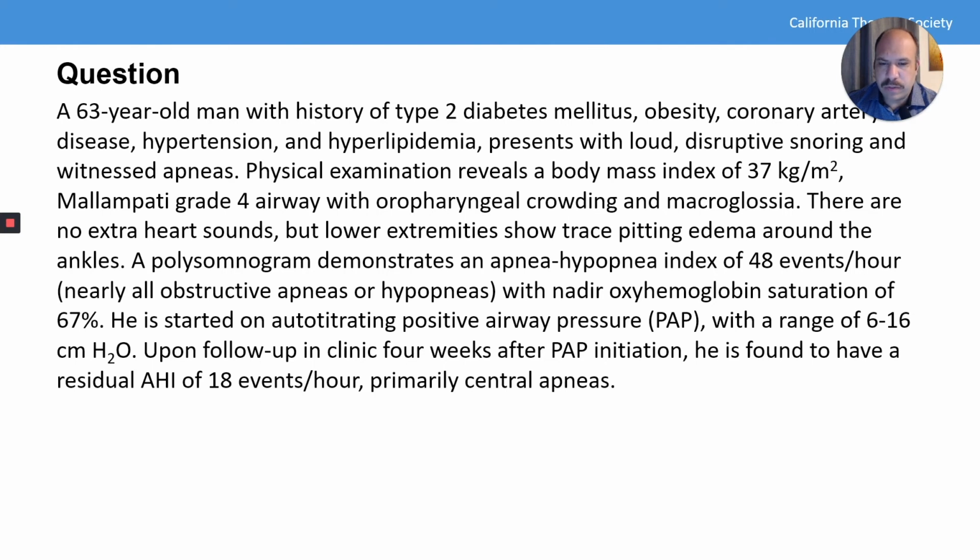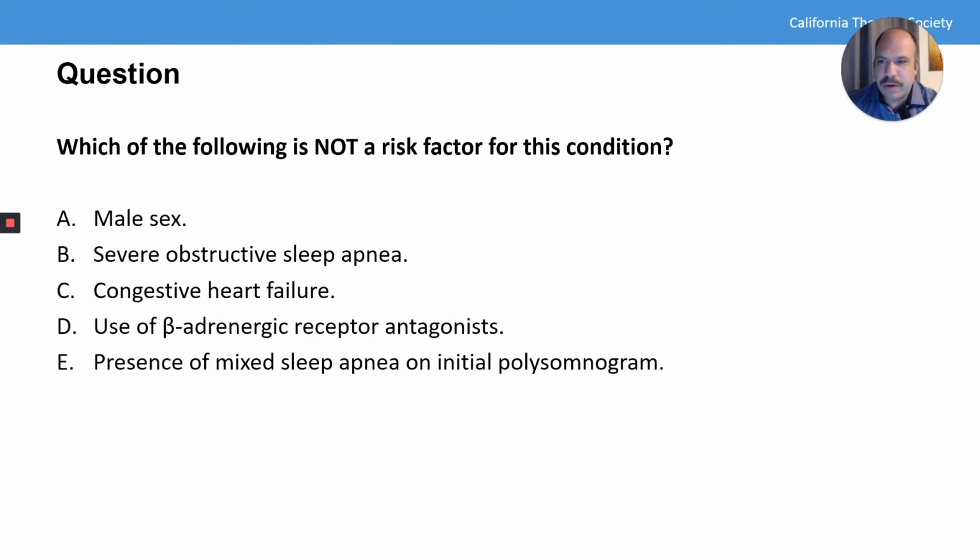He started on auto-titrating positive airway pressure with a range of 6 to 16 centimeters of water. At follow-up 4 weeks after PAP initiation, he's found to have a residual AHI of 18 events per hour, and these are primarily central apneas. So the question is, so that whole stem could have been replaced with this patient has complex or treatment emergent sleep apnea. Fine. So which of the following is not a risk factor for this condition? A, male sex, B, severe OSA, C, congestive heart failure, D, use of beta blockers, or E, the presence of mixed sleep apnea on the initial sleep study. I'll give you a second here to consider those options.